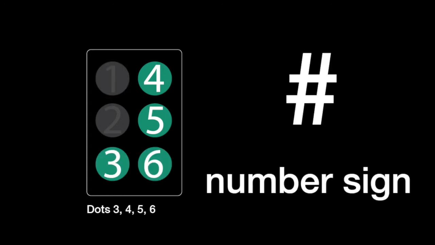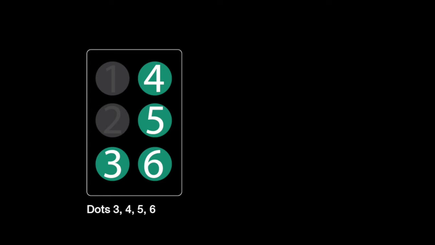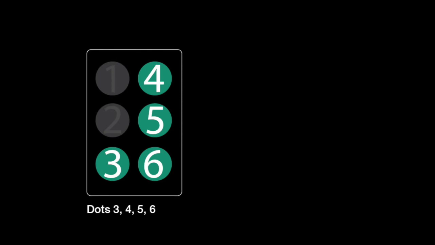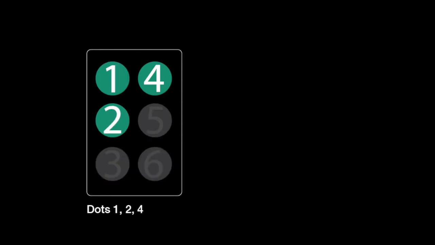4 is a number sign, dots 3, 4, 5, and 6 plus D, dots 1, 4, and 5. Dots 3, 4, 5, and 6 plus dots 1 and 5. 5 is a number sign, dots 3, 4, 5, and 6 plus E, dots 1 and 5. Dots 3, 4, 5, and 6 plus dots 1, 2, and 4.